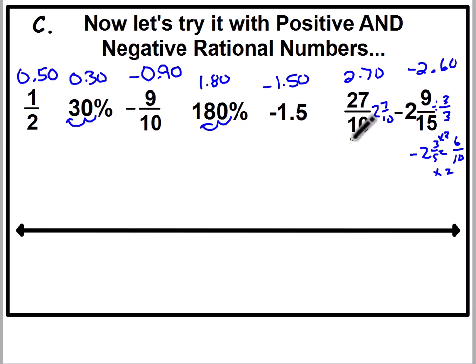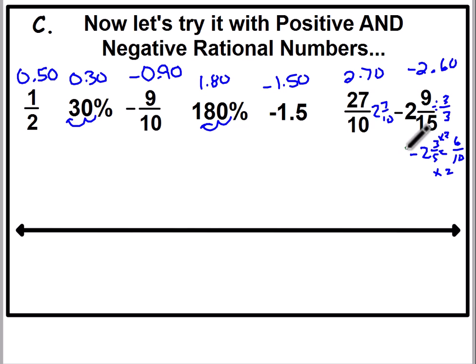Couple of them, we had to think about it. We had this mixed number. We had to change it to an improper fraction. 27/10 turns into 2 wholes and 7 remainder out of 10, so 2 7/10. And then the last one, we actually had to simplify that fraction first. We had to divide by 3, and that gave us a negative 2 3/5, which we could then change into tenths, and we ended up with negative 2 6/10, or negative $2.60, or as a percent, negative 260%.